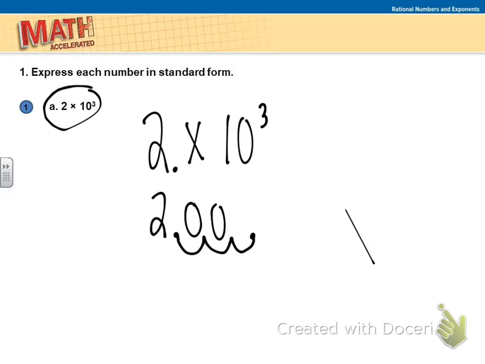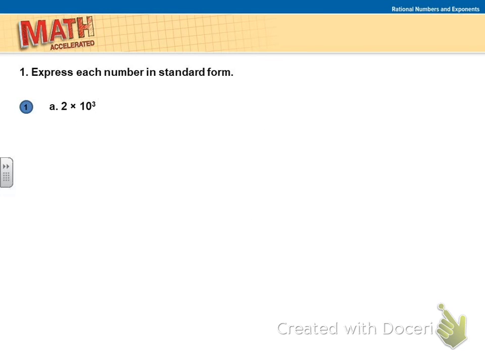3. Good. And so what's our new number going to be? 2,000. Good. All right, let's do the next one.